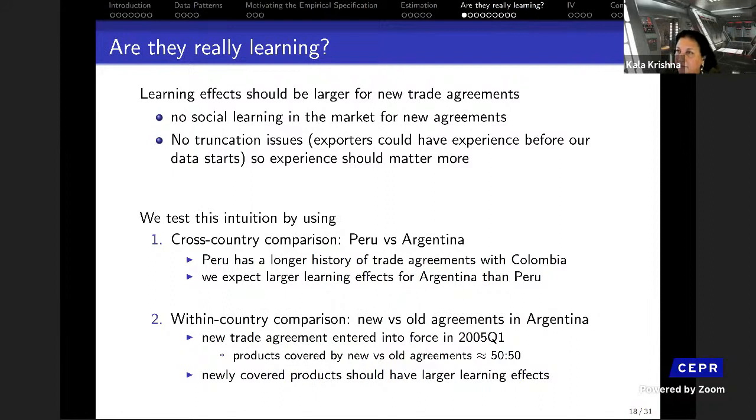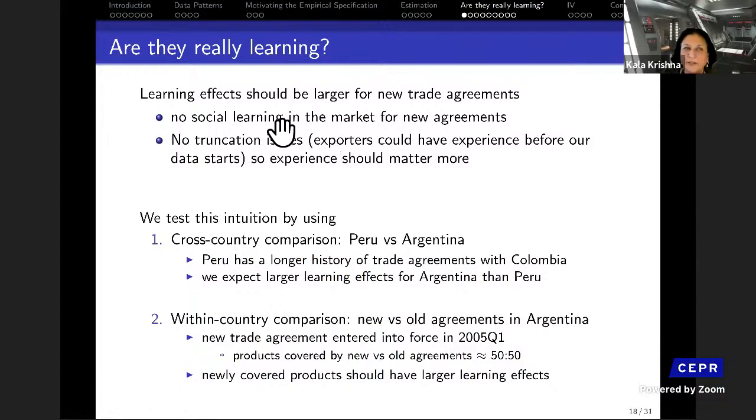So when our time period begins, we don't know what experience the exporters have. So there's a truncation problem here, right? Because of that, we should be seeing that experience matters less for old trade agreements than new trade agreements, because there's less of a truncation problem with new ones. So let's compare Argentina and Peru. For Peru, this trade agreement is long-standing. For Argentina, it's new. So we should expect to see larger learning effects overall for Argentina than for Peru. And I'm going to show you that that's exactly what we see.